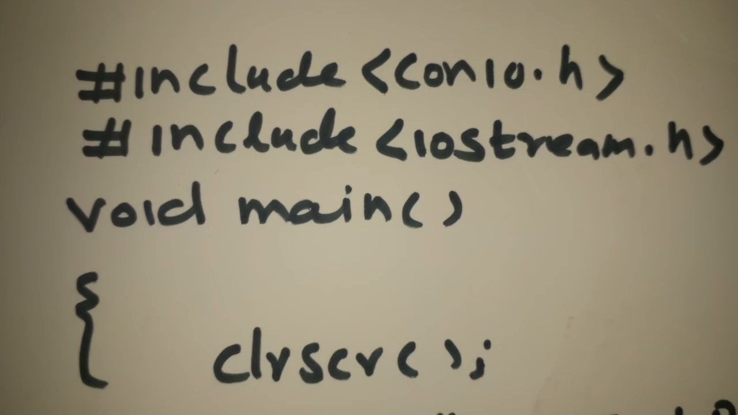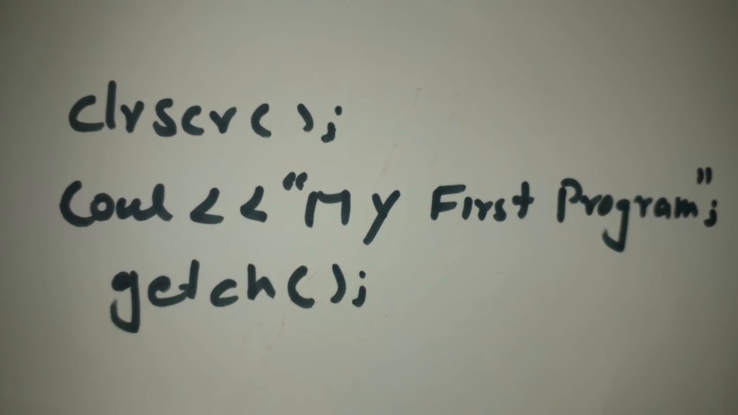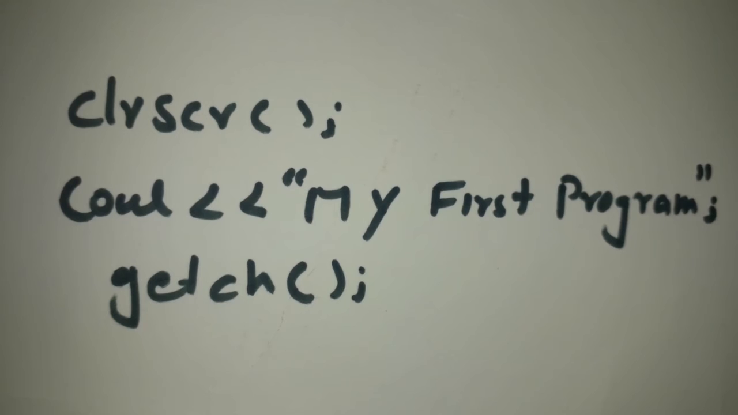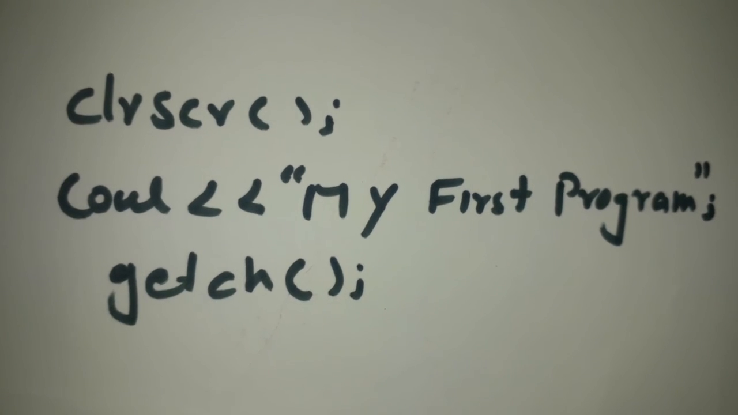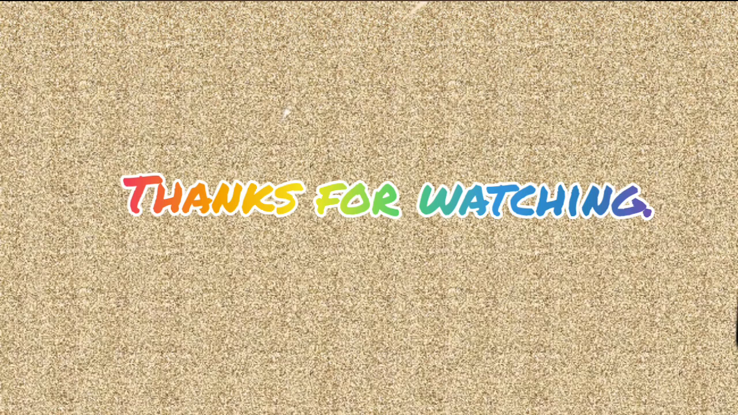Like clear screen is a built-in function. The declaration of clear screen is stored in conio.h. cout is also a built-in function. The declaration of cout is in iostream.h. The output of this program is my first program. I hope you will learn this sample program.